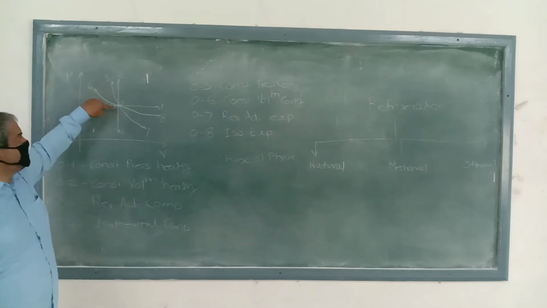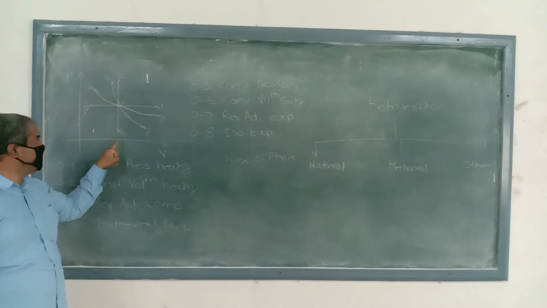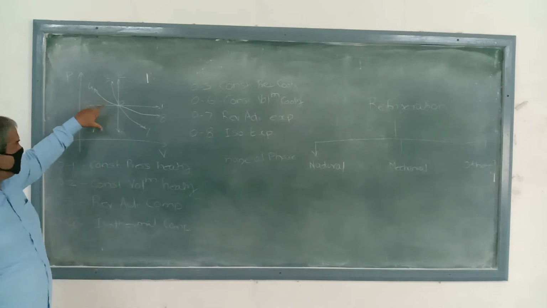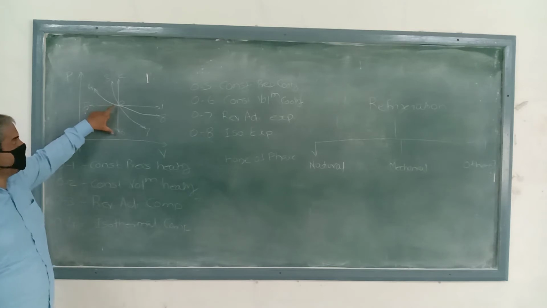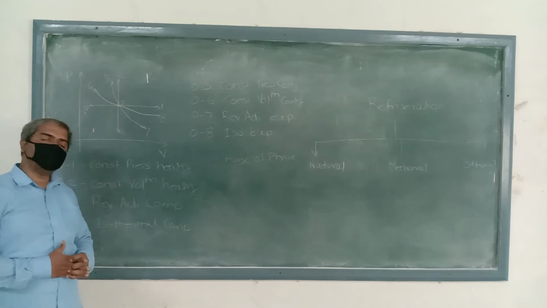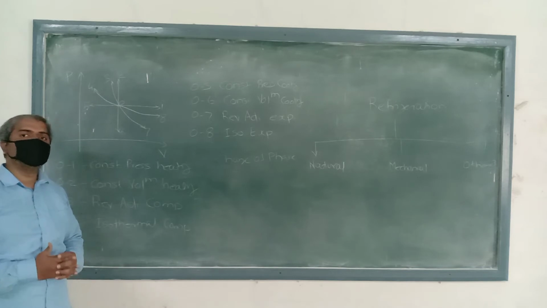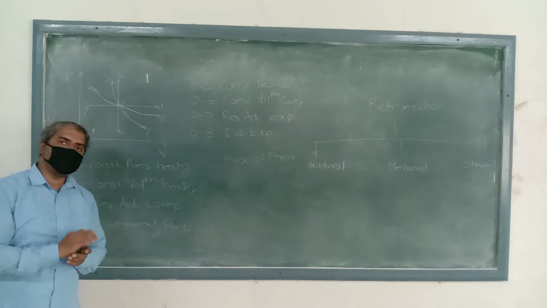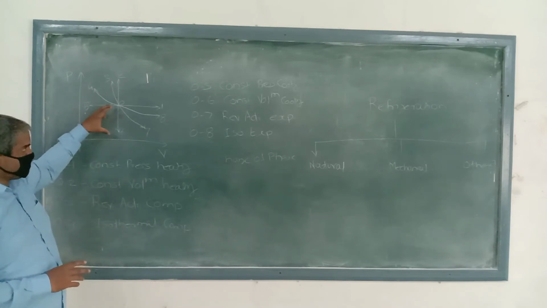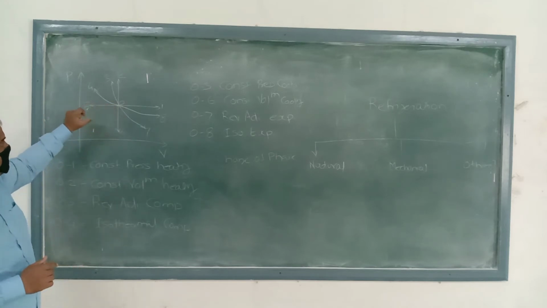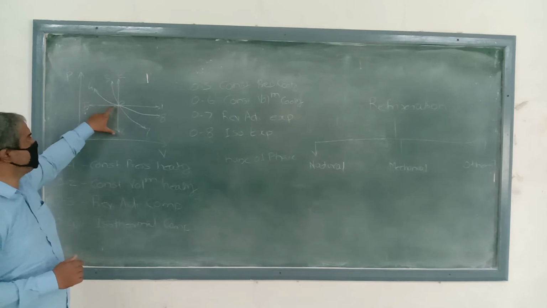Now the next process, 0 to 6. You can observe here the volume parameter is constant, so we call it a constant volume process. But in this process also you find that the temperature and entropy are decreasing. As temperature and entropy are decreasing, we call it a constant volume cooling process. So this is the constant volume cooling process, 0 to 6.